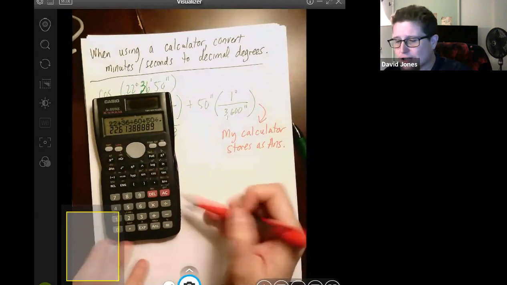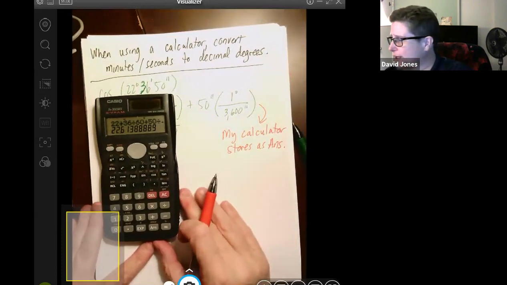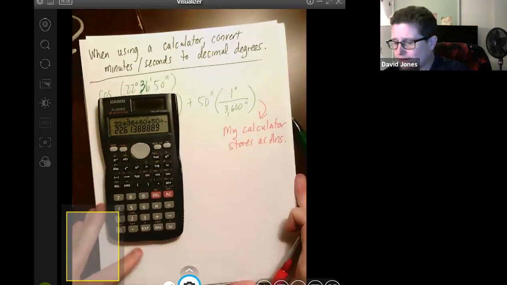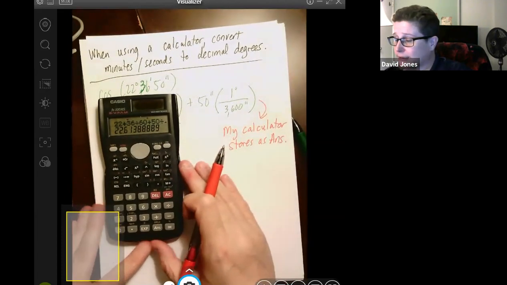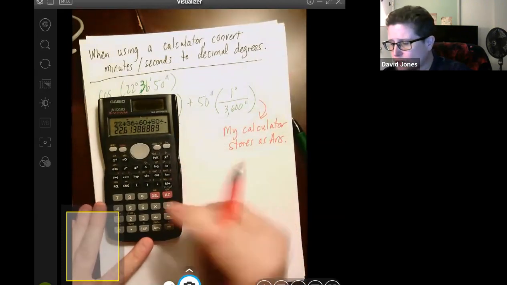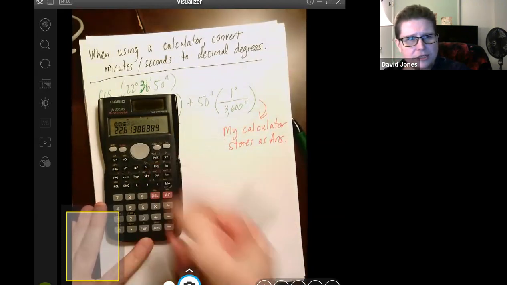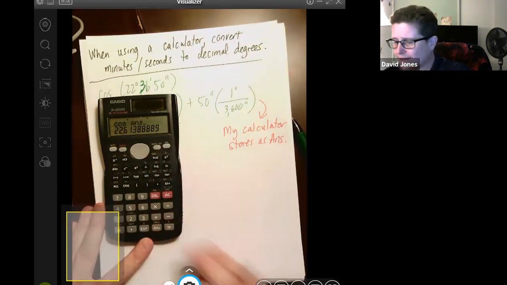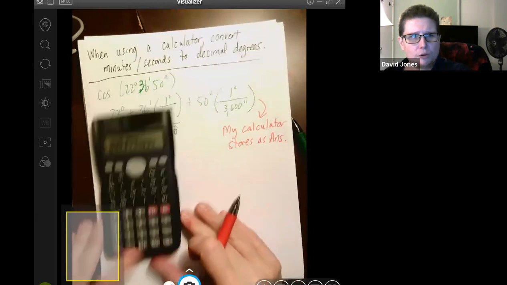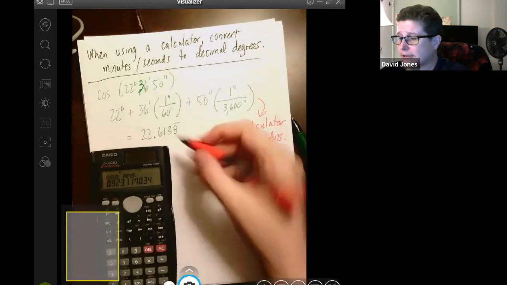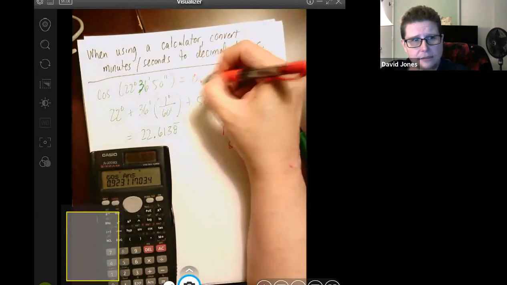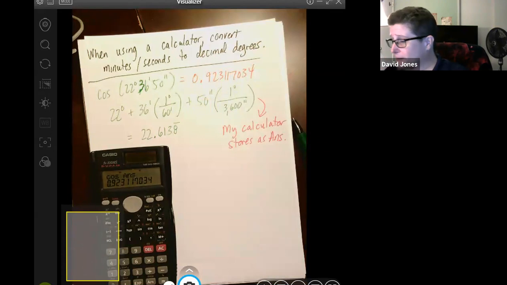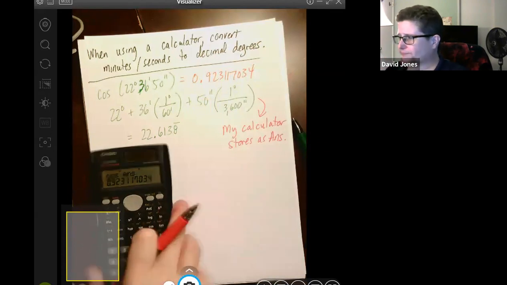Sine, cosine, and tangent are on there. If you want to use cosecant, secant, or cotangent, you have to use reciprocals, and I'll show that in a second. I'm going to do cosine of my answer though. Rather than typing that in, it's already stored. Cosine of answer, 0.923117034. Okay.